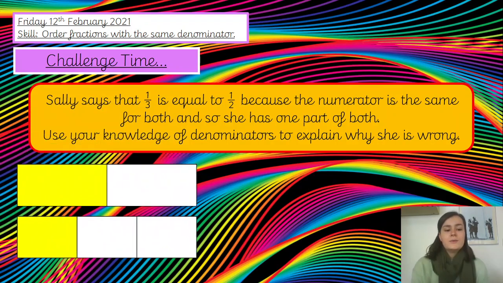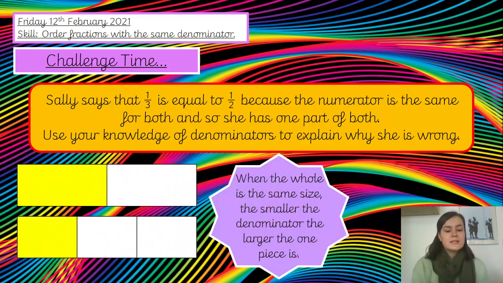Okay, so we know that 1/3 is not equal to 1/2 because the denominator is different. It's being split into different parts, isn't it? So even if the whole is the same size, the smaller the denominator, the larger one piece is going to be. So this one is representing 1/2, so it's only been split into 2, so the pieces of the bar are quite big, whereas this one has been split into 3 parts, and so each piece is a little bit smaller. So they are not the same, as you can see here. Well done if you said that, good job.